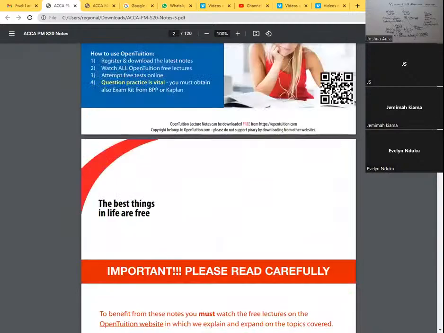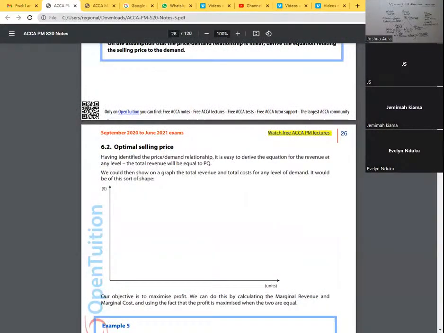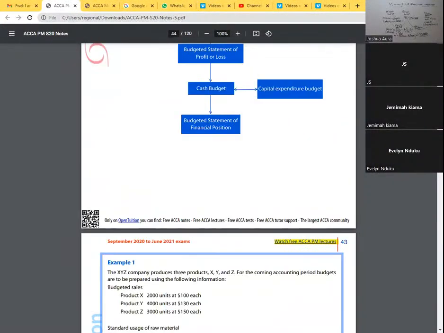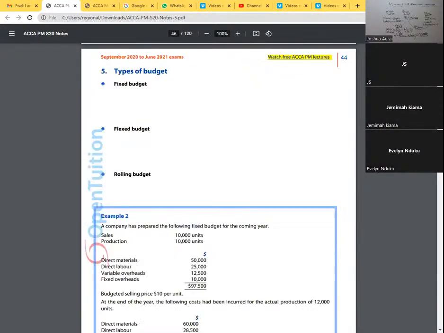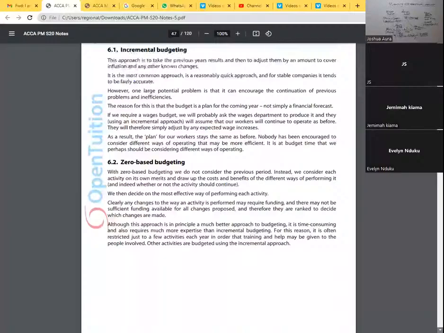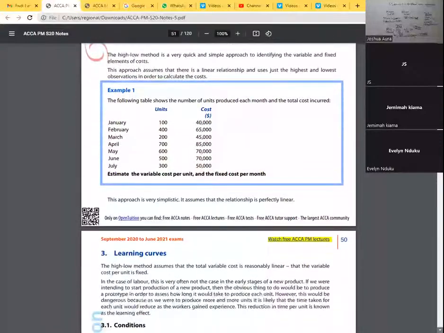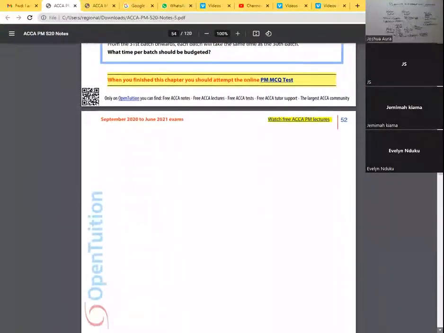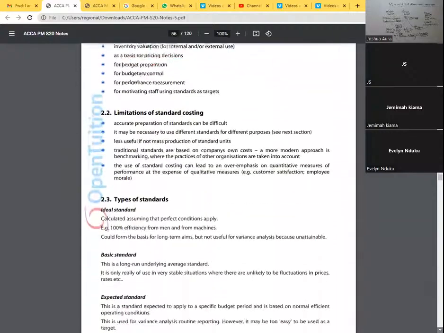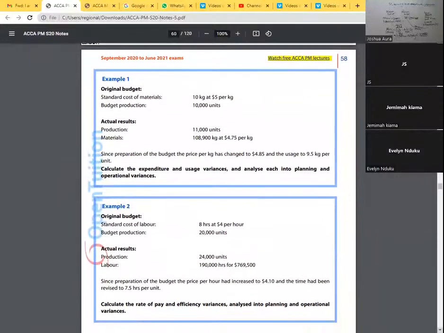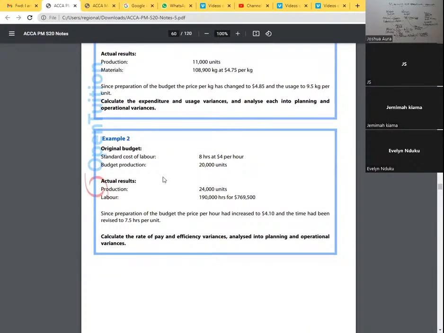Now, ladies and gentlemen, from there, what I'll do, it's page 50 something. Great. So now we go to the planning variances. Let's go to the planning variances.